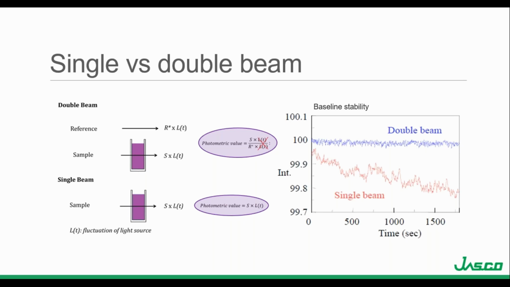So these fluctuations are visualized in the figure on the right, which depicts the light intensity as a function of time for a single beam and double beam instrument shown in red and blue, respectively. You can see that as time progresses, the signal intensity in the single beam instrument begins to decrease, while the double beam spectra provides a constant light intensity throughout the entire time.